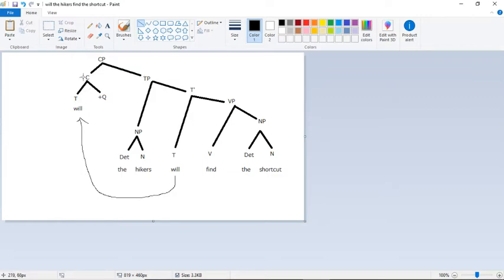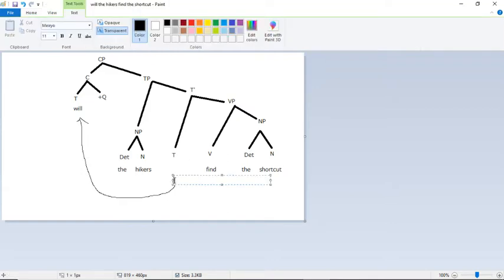There we go. Whereby this complementizer here is the head of the sentence, and this is a complement, which happens to be an entire sentence. So now if we read it through, we can say, will the hikers will find the shortcut. So we have an issue here because will is occurring again. So I have to delete this and add a trace.